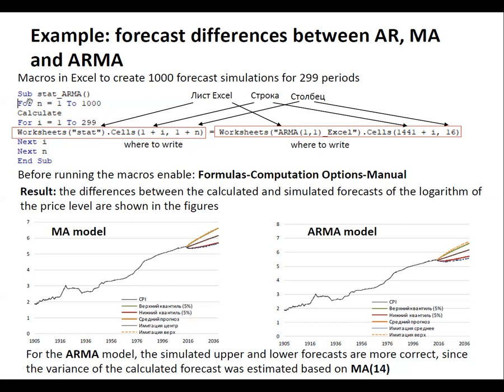So Sub is the name of the macros or the name of the function. For is the cycle that shows us how many simulations to do, here from 1 to 1000. So this macros does 1000 simulations. It iterates the value n from 1 to 1000. Next n is the end of the cycle, that is, everything that is in this entry between For and Next n will repeat 1000 times, changing the values of the variable n from 1 to 1000.